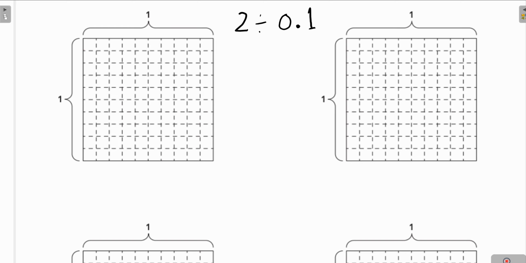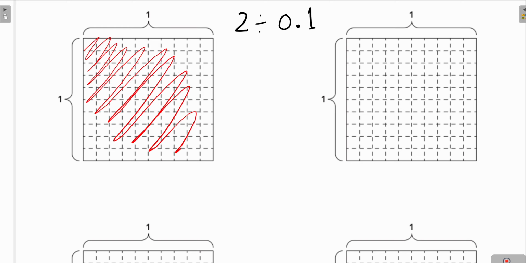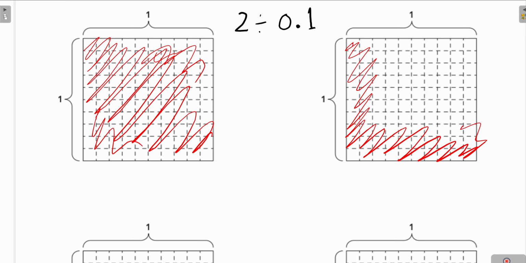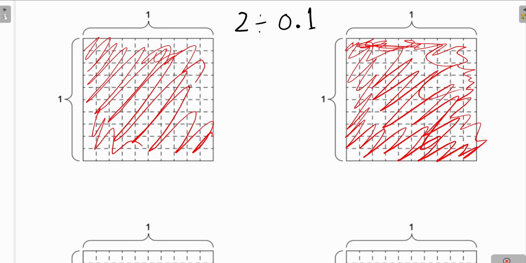Let's just shade in our 2 wholes. All right, everything is shaded here. 2 wholes. Everything is shaded in these 2 wholes. Okay, so now we have identified our 2 wholes. And now we are going to divide those into tenths to see how many tenths we have in total. All right, so let me cut my first 10 over here. So cut this up in tenths.